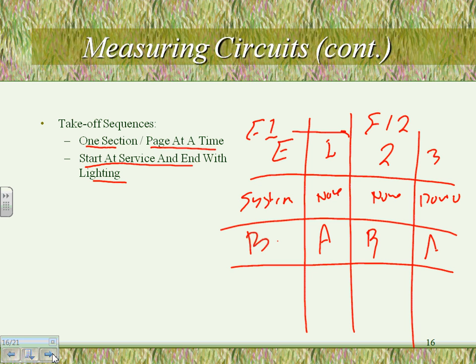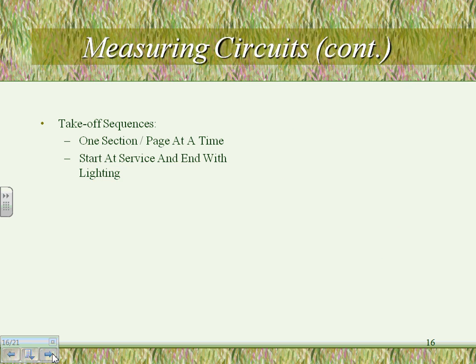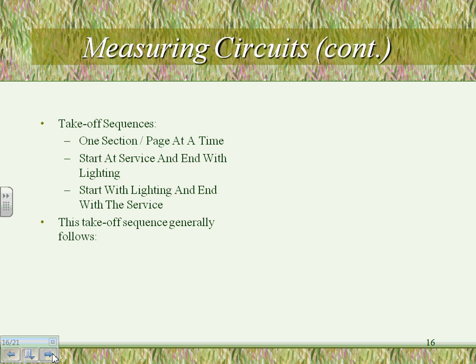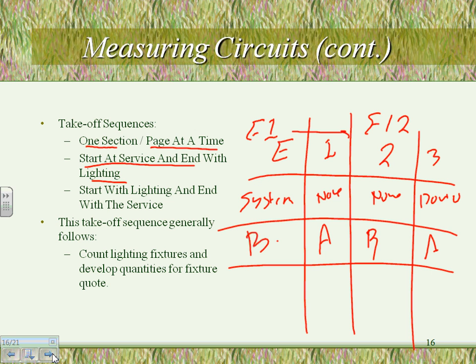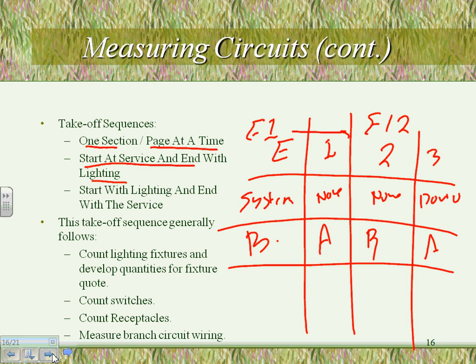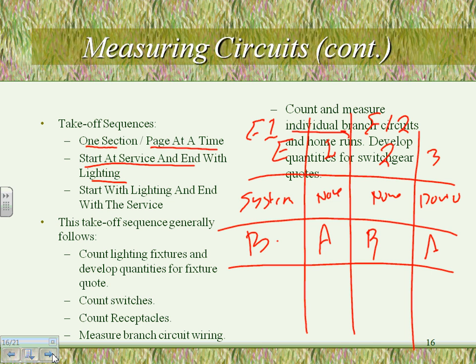Any questions, guys? Any questions about the sequence? The sequence, as I said, the one that we use is to start by sheets. We do it by sheets. The takeoff sequence generally follows, here's a suggestion: counting lighting fixtures and developing quantities, and that's what this book is using. Michael's book is used. First, we count our fixtures. The second is count our switches. The third is count the receptacles, and then measure branch circuits, count and measure individual branch circuits, dedicated circuits, and then count and measure the low voltage systems.